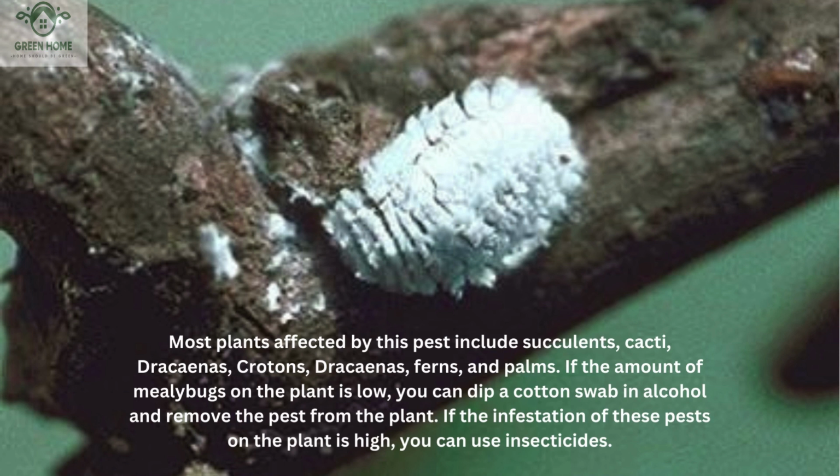Most plants affected by this pest include succulents, cacti, dracaenas, crotons, ferns, and palms. If the amount of mealybugs on the plant is low, you can dip a cotton swab in alcohol and remove the pest from the plant. If the infestation of these pests on the plant is high, you can use insecticides.